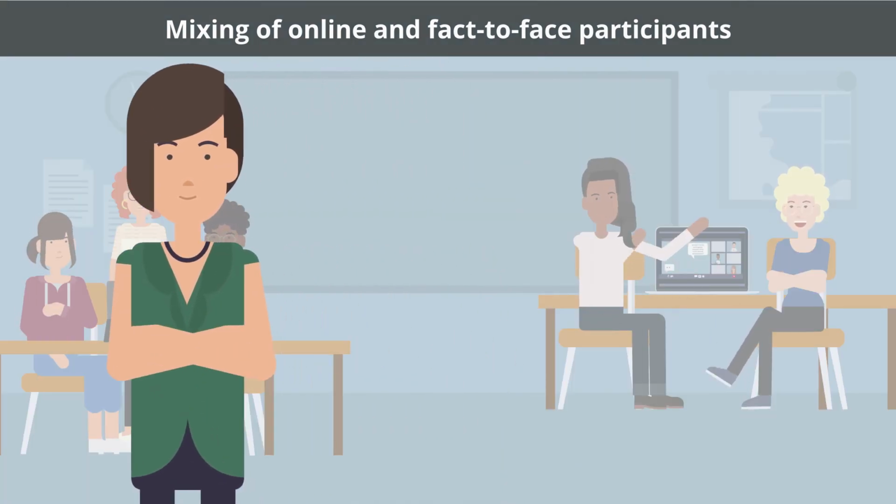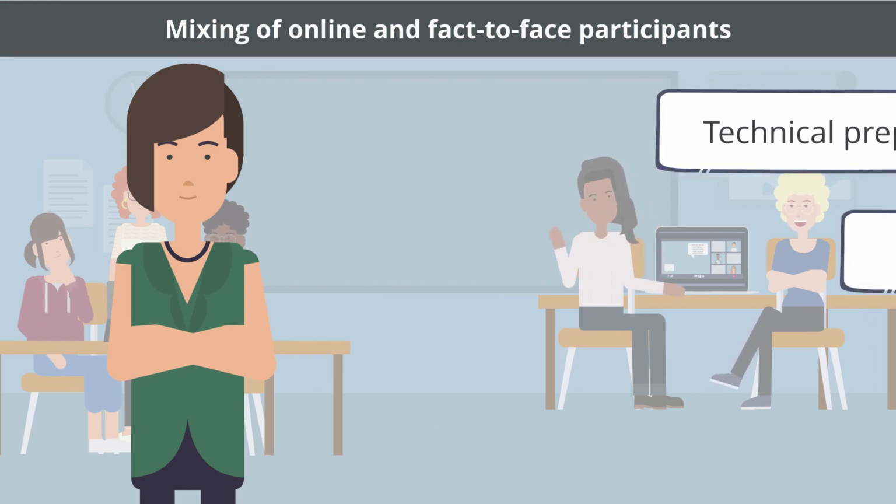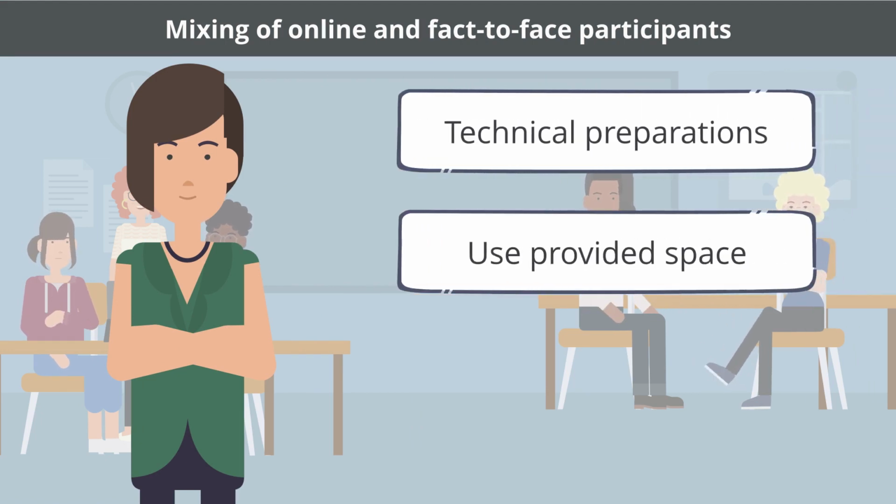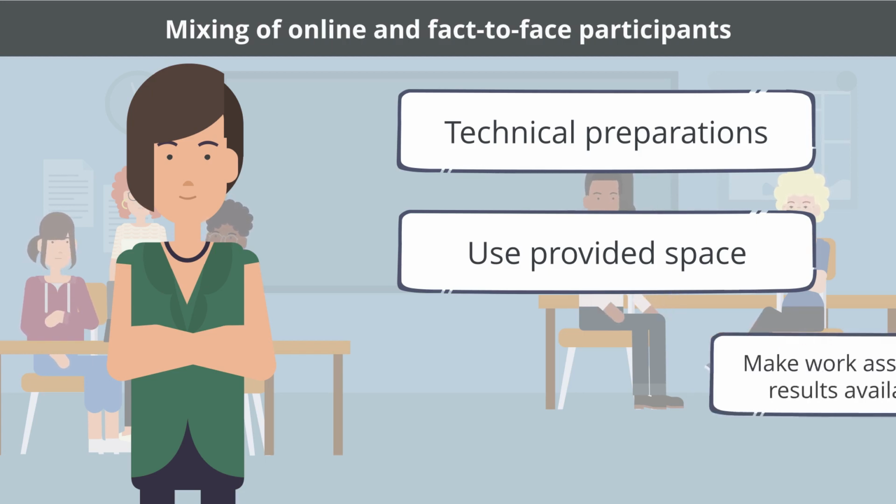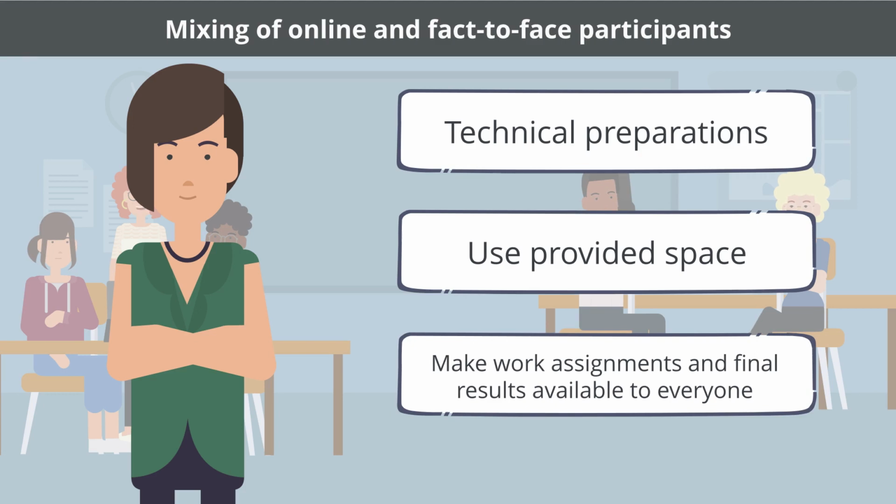In order to avoid the risk of acoustic feedback in mixed groups, make sure that the necessary technical precautions are taken and spatial conditions are used effectively. If this isn't possible, or the number of participants is too high, divide group work into separate on-site and online teams. It is important that work assignments and results are made available to everyone at the end.